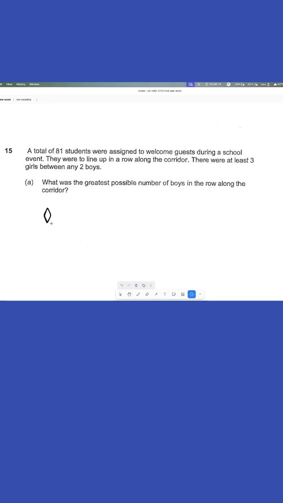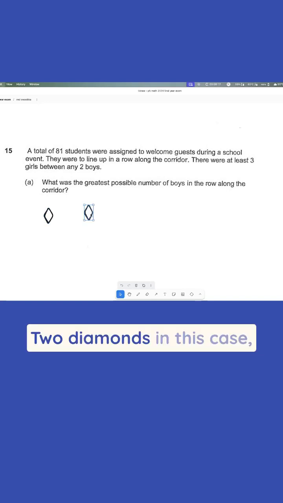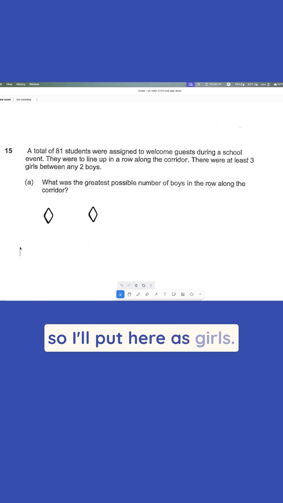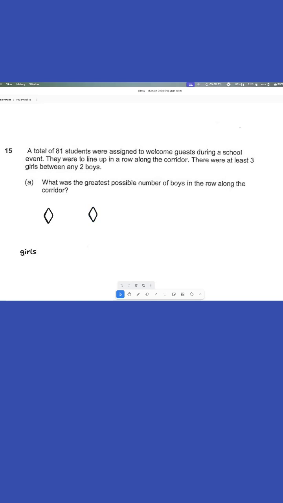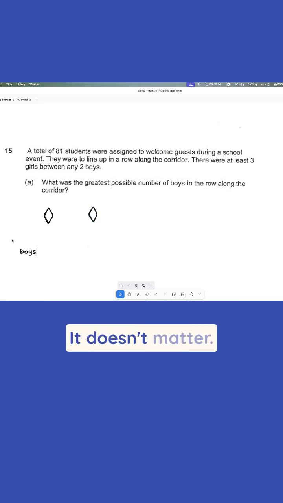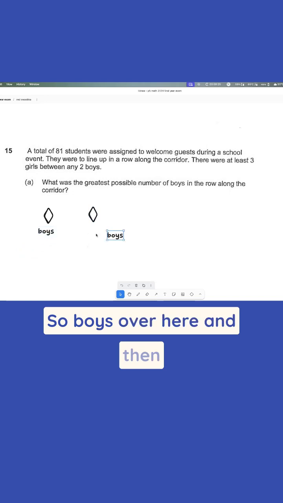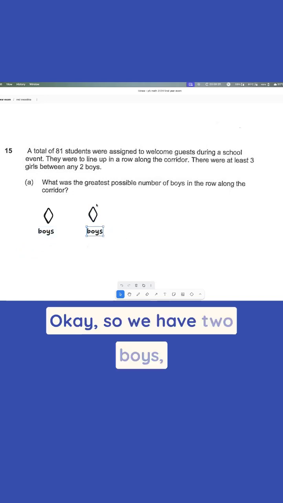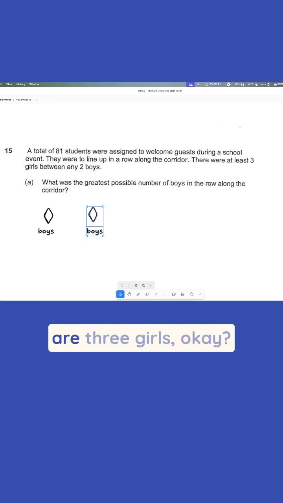So, in this case, if I were to draw the girls as diamonds, we have two diamonds in this case. So, I'll put here as girls. Between any two boys. Okay, boys. So boys over here, and then boys over here as well. So we have two boys, and then in between there are three girls.